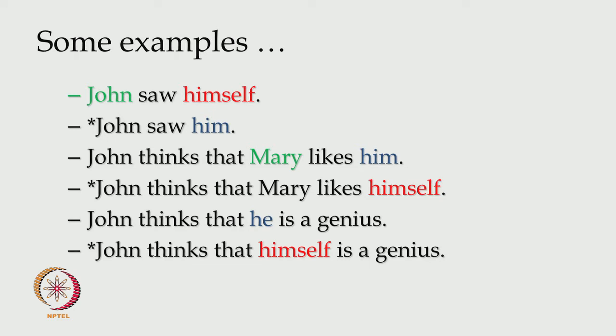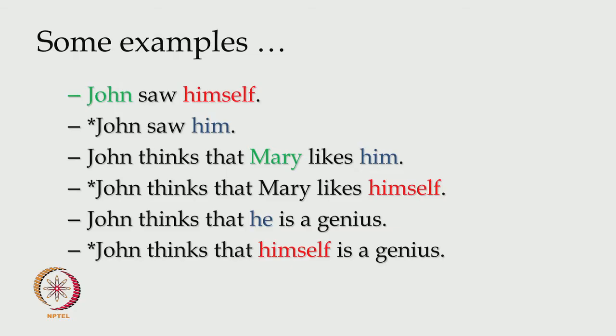Third one: John thinks that Mary likes him, right? The sentence is good. Now, it has independent noun phrases like John, Mary, and then it has a pronoun him. Who does this pronoun him refer to? Clearly, John, right? Comparing with the previous sentence, that is John saw him, the third sentence is good. In the second sentence, him could not be associated with John, therefore the sentence is ungrammatical. But in the third sentence, it's okay to associate him with John.